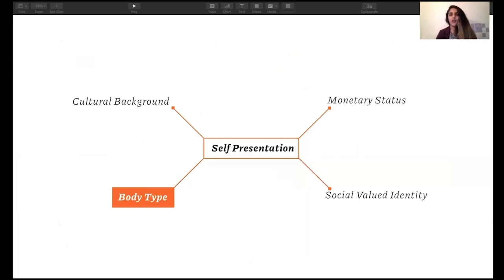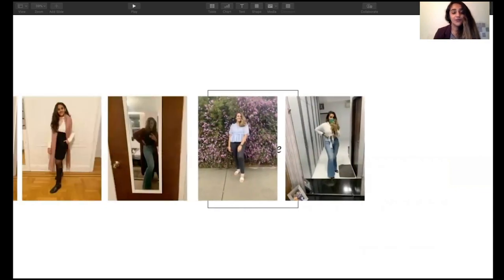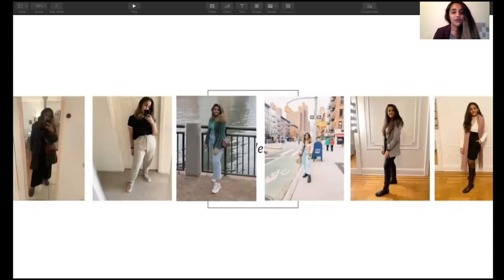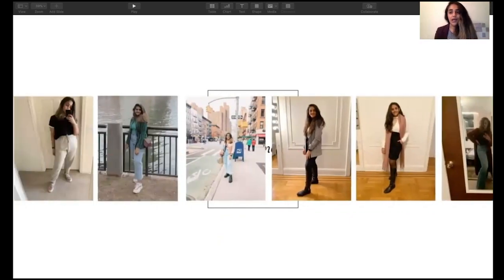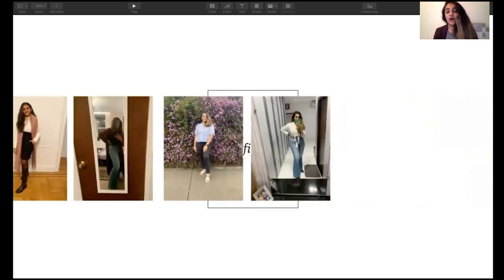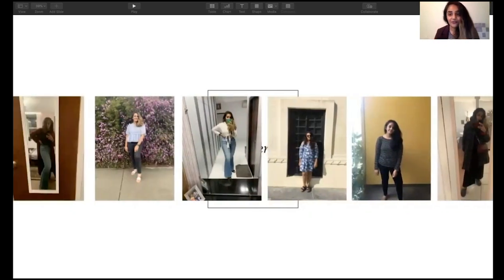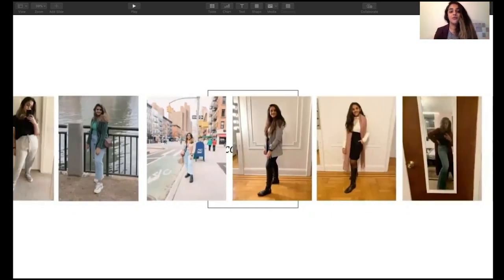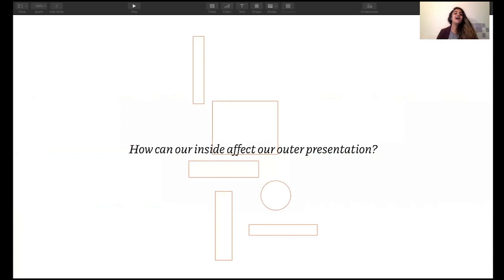Moving on to body type. Body type is an inevitable part of your self-presentation and who you are. As I said, I've always suffered with confidence issues, and I've started using clothing to my advantage to feel more confident in my body. But it not just depends on how other people see you, but also on how you feel in it. The more confident you feel in the way you are, the more confident you will project in the world. That's how the perceiver would think that you are more confident and strong in the way that you present yourself. So it not just depends on the viewer, but also on how you are and how you see yourself. Which leads to my next question. How can our inside affect our outer presentation?